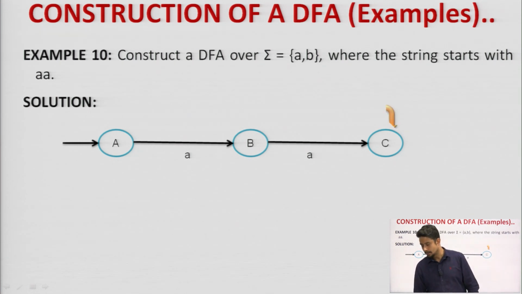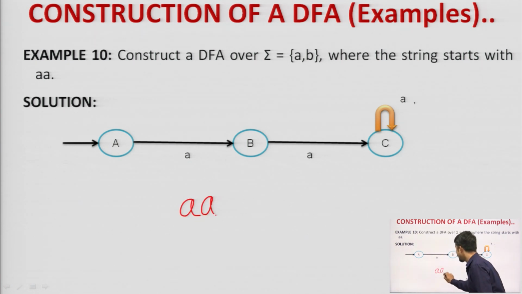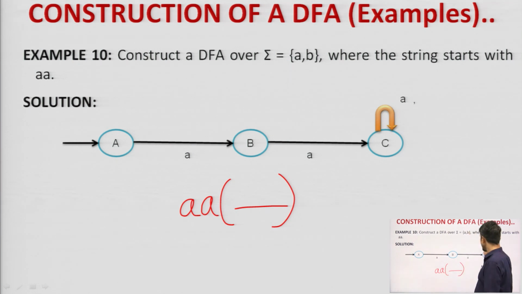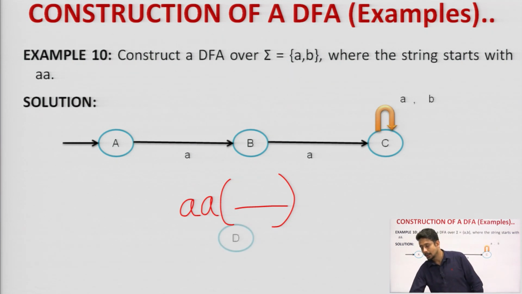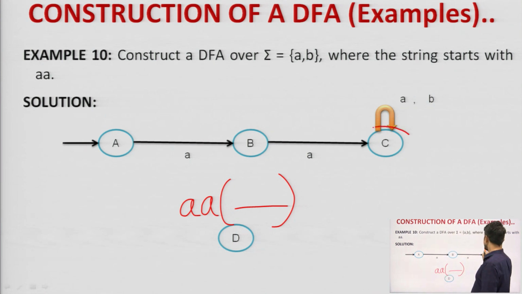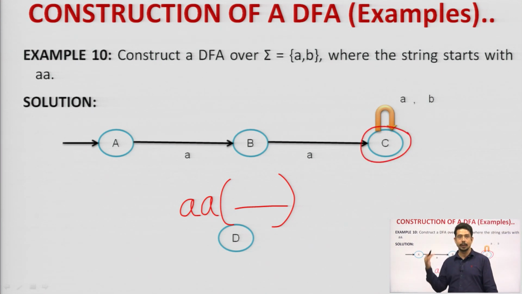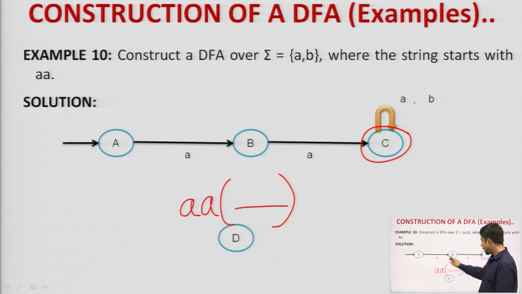Till now not, but I have to take a self loop over here because it says that the string starts with AA, right, and after that it can have any possible combination of A and B, correct. That is why I have taken a self loop over C, but C I have to make a final state. I have not made this here. So, this will be a final state, then only it will be accepted, right. So, starting with AA followed by any possible combinations of A and B. So, is it a DFA? Right now not, it is not a DFA.